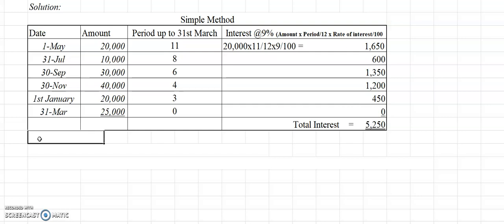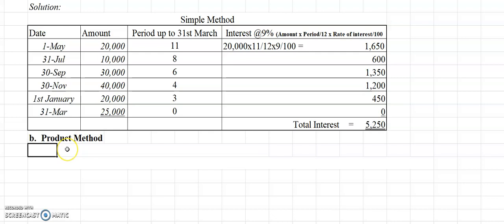Then next we are going to see the calculation according to the next method. What is the next method? Yes, it is product method. So here we are going to calculate the interest on drawings according to product method. For that also there is an equation. So in simple method we have calculated the interest on drawings with the equation total amount of drawings into period divided by 12 into rate of interest divided by 100.